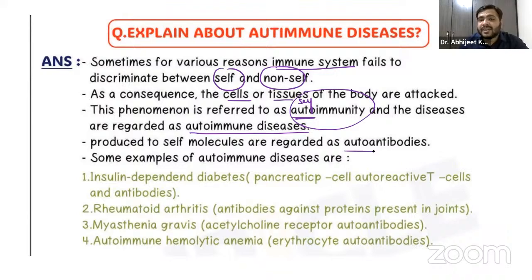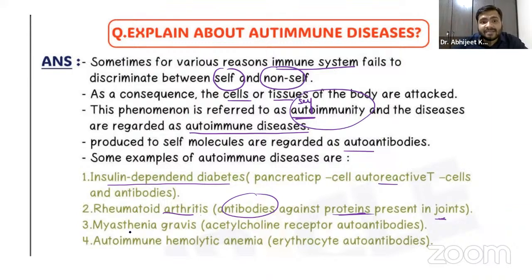Now, basically, the self antibodies are already generated, and that is referred to as autoantibodies. The very first one is insulin dependent diabetes, with pancreatic cell autoreactive T cells and antibodies. Then rheumatoid arthritis: remember, our body is creating antibodies against our own proteins present in the joints. That leads to arthritis, the inflammation of the joints. In rheumatoid arthritis, multiple joint pains will be there in the body.